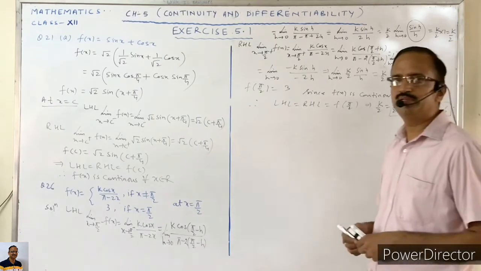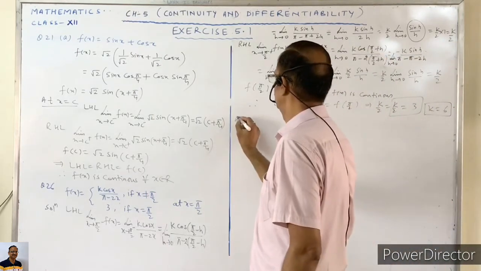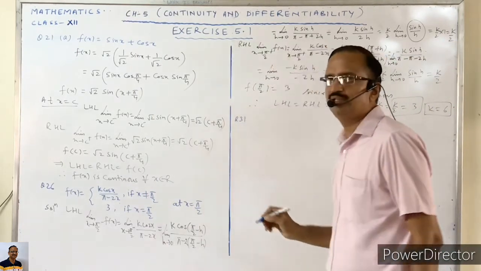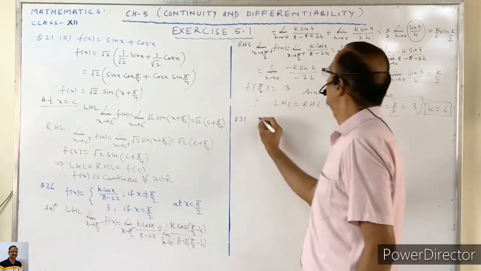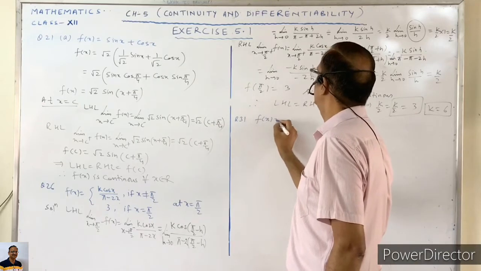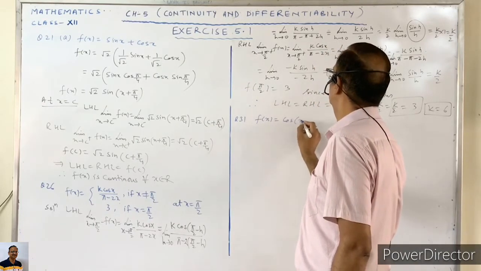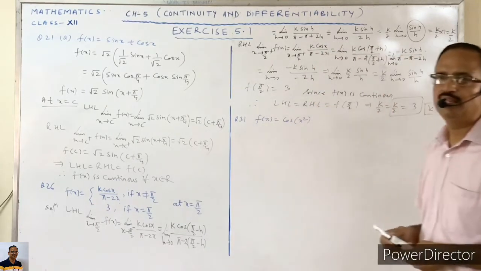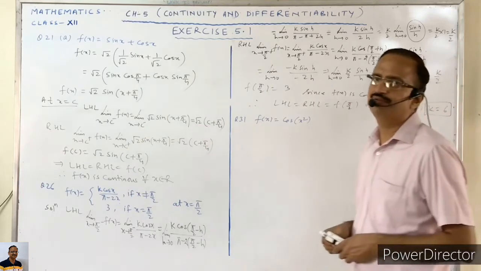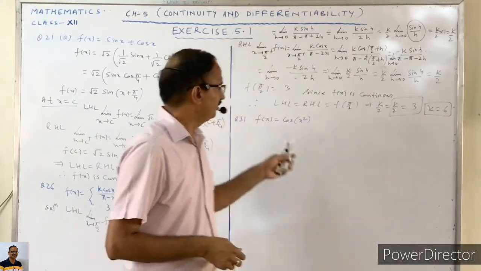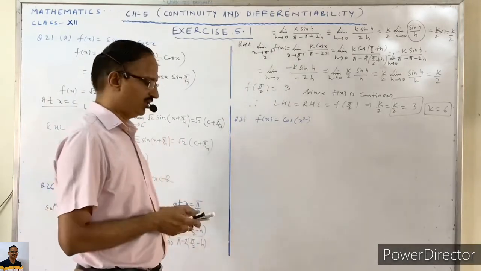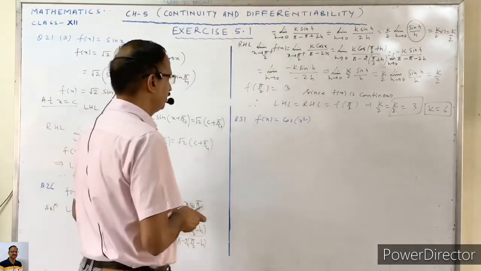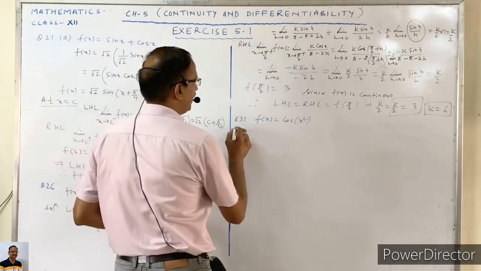Now come to question number 31. The question is like this. Show that the function defined by f(x) equals cos x square is a continuous function. Now look at this function. This function is the composition of two functions. So the solution is like this.